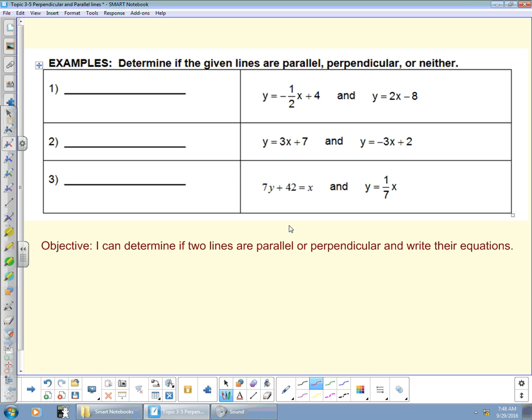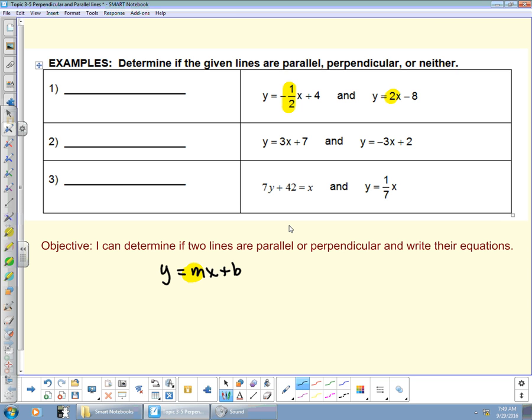All right. So I want to determine whether the given lines are parallel, perpendicular, or neither. Okay. Well, to do this, I need to have an understanding of this: y equals mx plus b, and m represents the slope. We should know that. And so all I'm going to do is just compare the number. If it's in y equals mx plus b form, I'm going to compare the number in front of the x. And so this is my slope, -1/2, and this is the slope of the second line, 2.